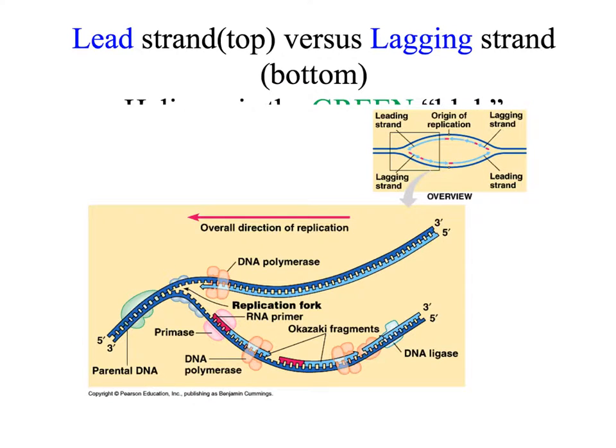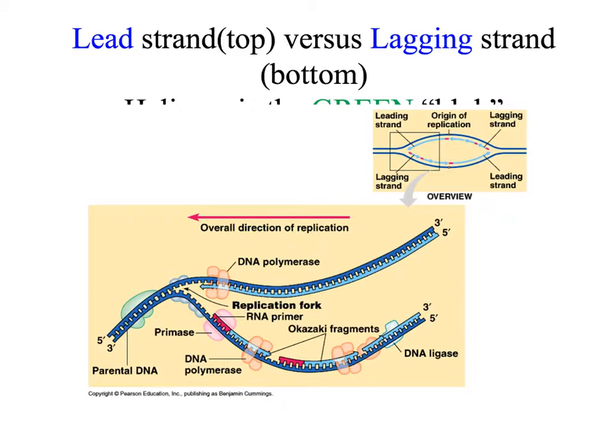Now I have to go 5 to 3. There's no ifs, ands, or buts. Can I start over here if it hasn't been unraveled? No, I have to start where it's opened. So I can do 5 to 3 right here, and I can keep on going forever and ever. The problem is that our origin of replication is a bubble, right? So if I start right here, I can only go until that bubble closes. Does that make sense? And then I have to stop.